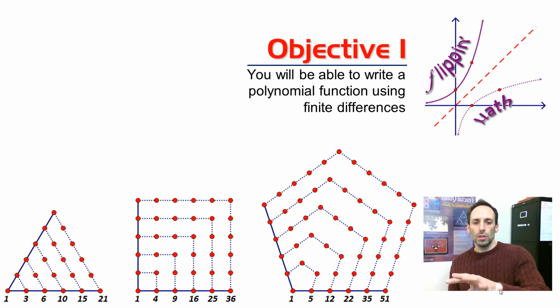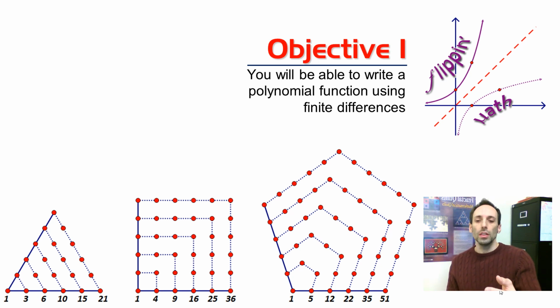Okay. So objective 1, being able to write a polynomial function using finite differences. As you can see in the picture here, I got a triangle and a square and a pentagon. These things are called figurate numbers, because they make a figure, a geometric figure. The one on the far left, those are some triangular numbers. Now they keep on going: 1, 3, 6, 10, 15, 21, and so on. What it means is that I could make a geometric shape with equally spaced dots with those numbers to make a triangle.